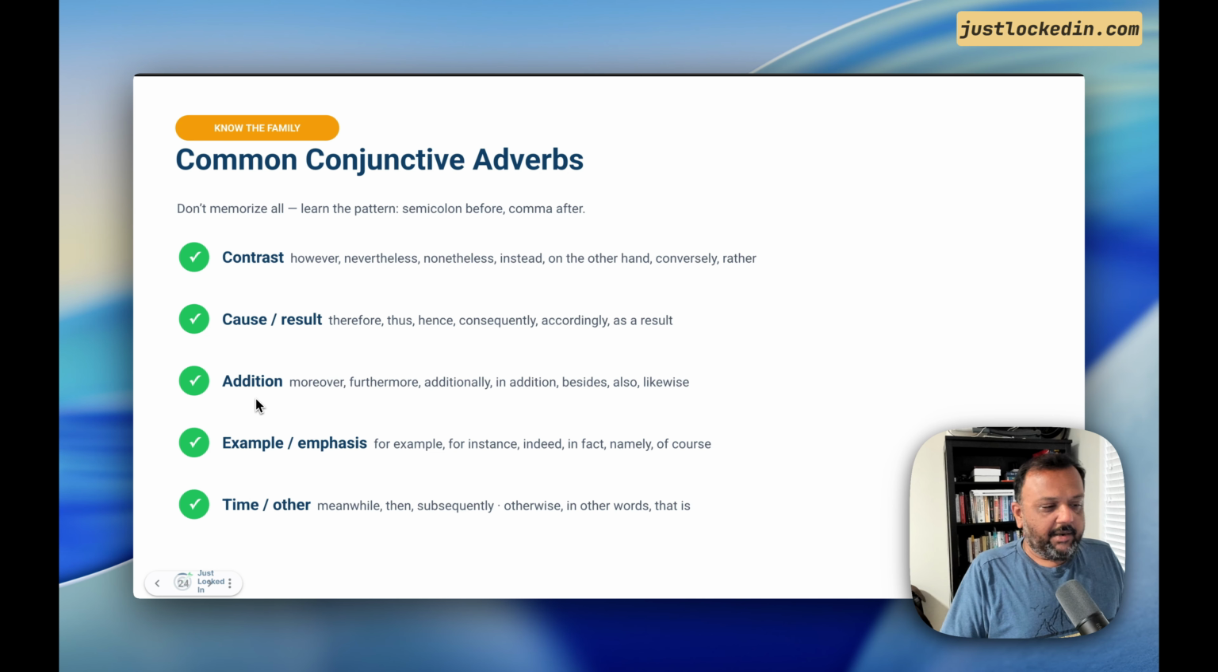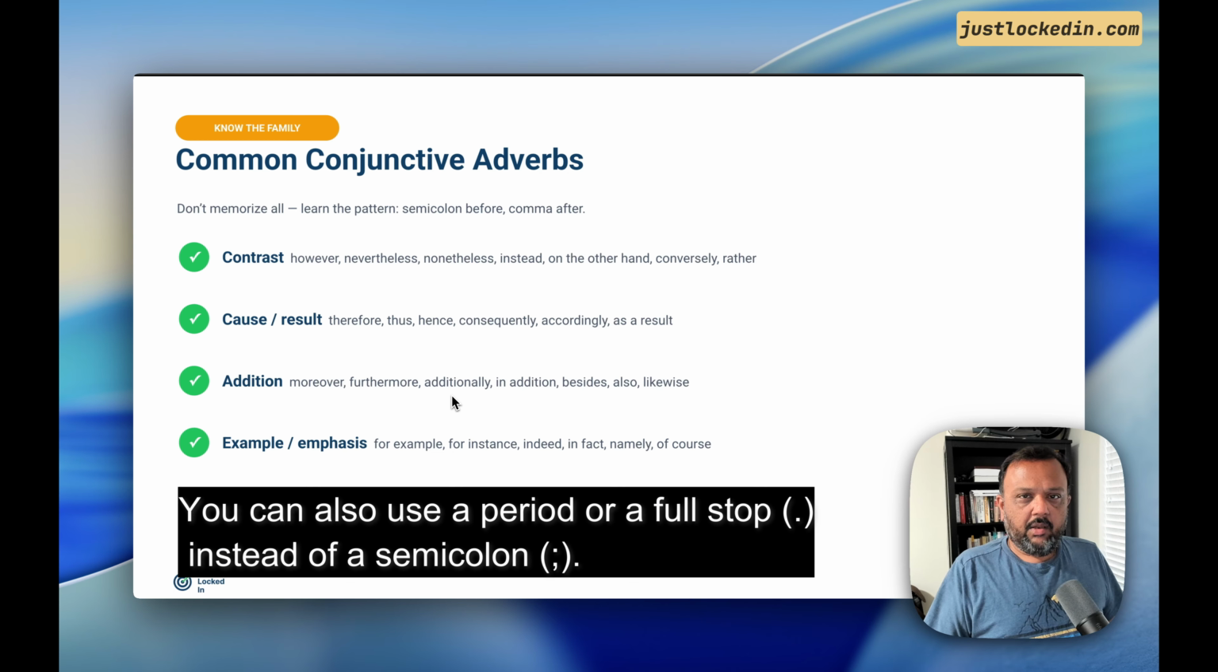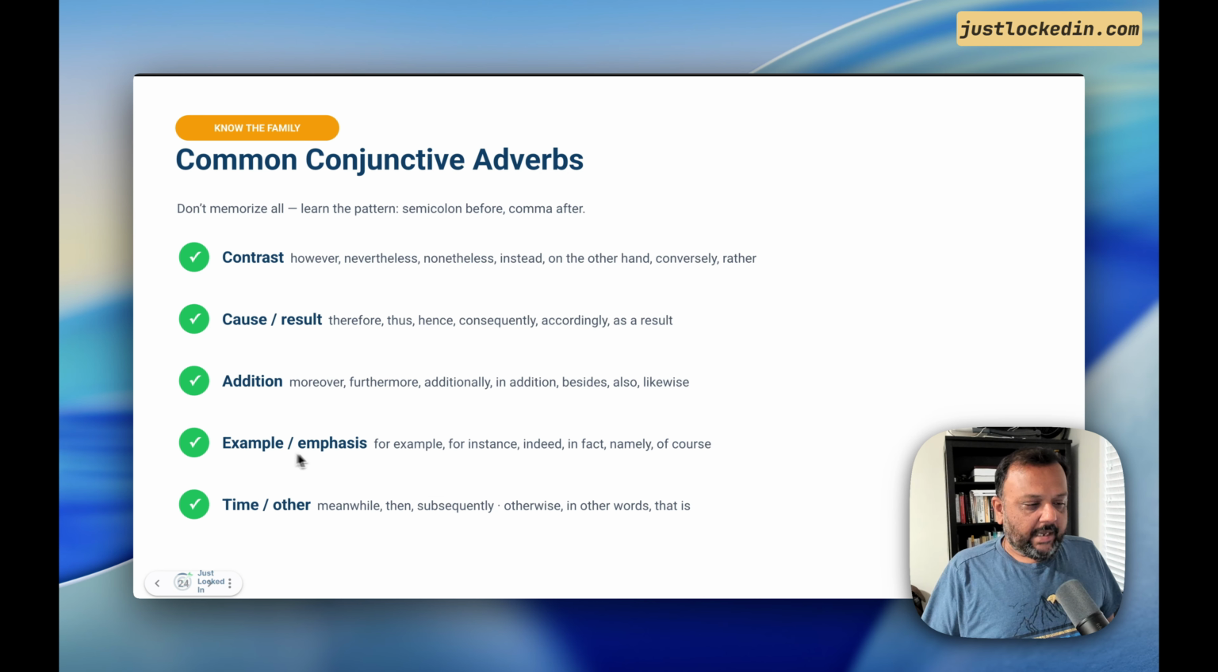Addition: moreover, furthermore, additionally, in addition, besides, also, likewise. All of these are conjunctive adverbs. For all of these usages, when you have two independent clauses and you put one of these words, the way you work that is you put a semicolon followed by one of these words, and a comma. Then the next clause. Example or emphasis: for example, for instance, indeed, in fact, namely, of course. And then time: things like subsequently, meanwhile, then.